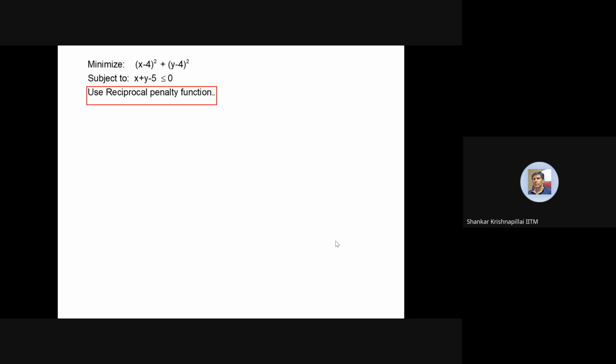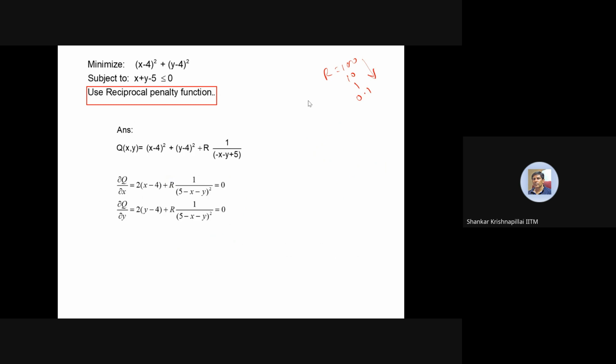Next we'll investigate the reciprocal penalty function. That also we know will converge at small values of r. So you have to start at large values of r and slowly decrease it to find at which value of r it converges. So this is the combined objective function plus penalty. So the penalty term.